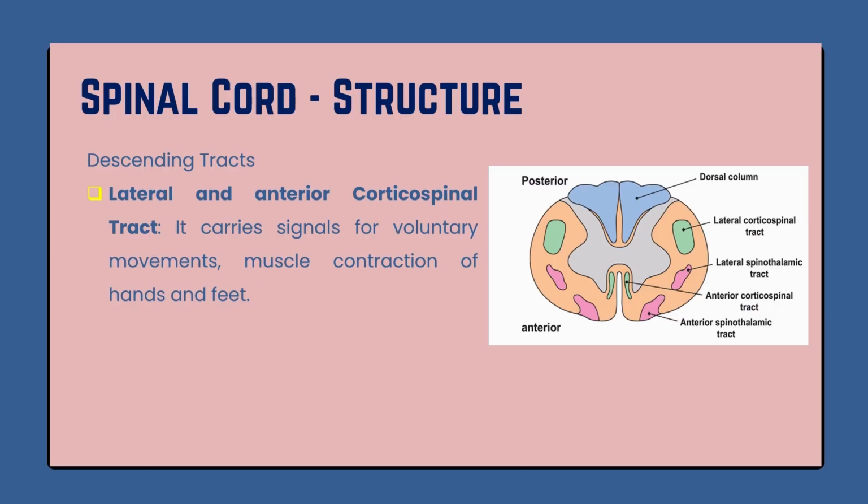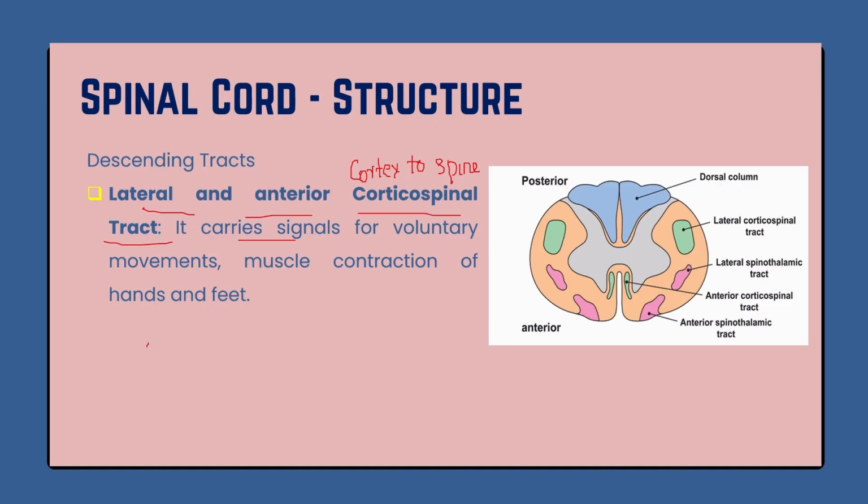Next, we have descending tracts, which are bringing information down from the brain. Let's see a few of them. We have the lateral and anterior corticospinal tract. Corticospinal means it is bringing information from the cortex, which is a part of the brain, to the spine. It's there in the name.